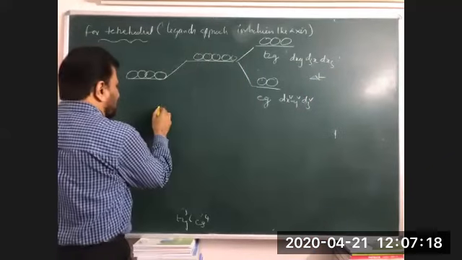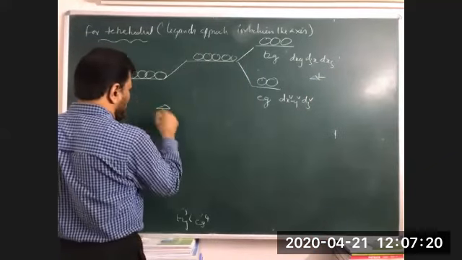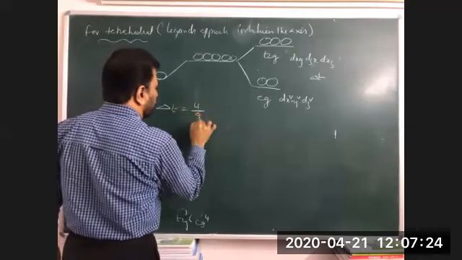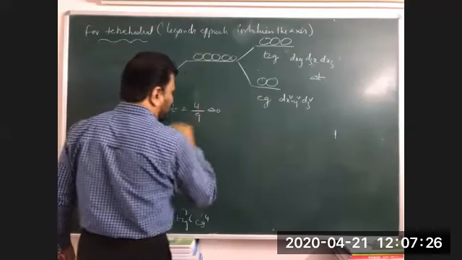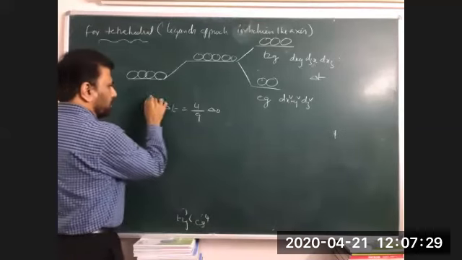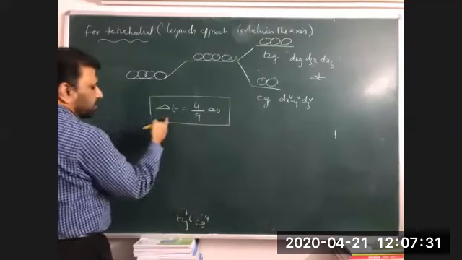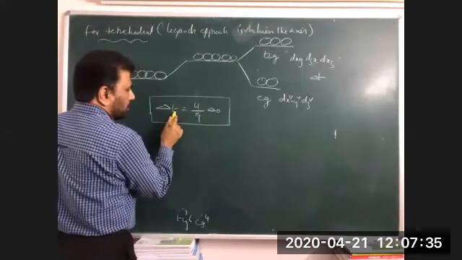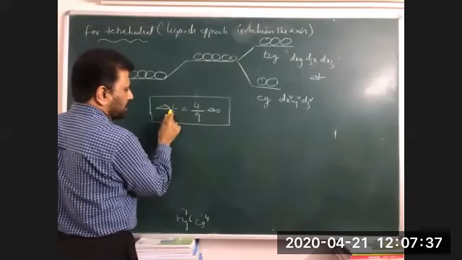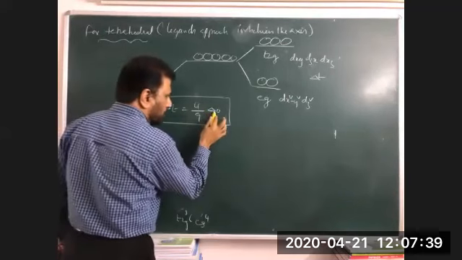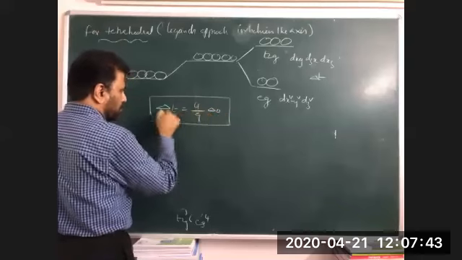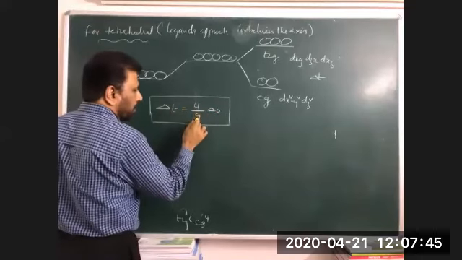Now, it can be compared like this. Delta T is equal to 4 by 9 delta O. This is the point you have to remember. This is the comparison. What is delta T? The splitting energy of tetrahedral. This is the splitting energy of octahedral. The ratio between these two: delta T is equal to 4 by 9 delta O.